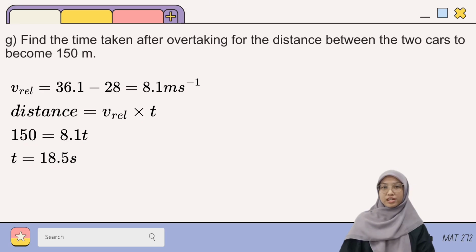Finally, we need to find how long it takes for the gap to grow to 150 meters after the overtake. We use relative velocity, which is the difference between their speeds, 8.1 meters per second. Dividing the target distance of 150 meters by this relative speed, we find it only takes 18.5 seconds.